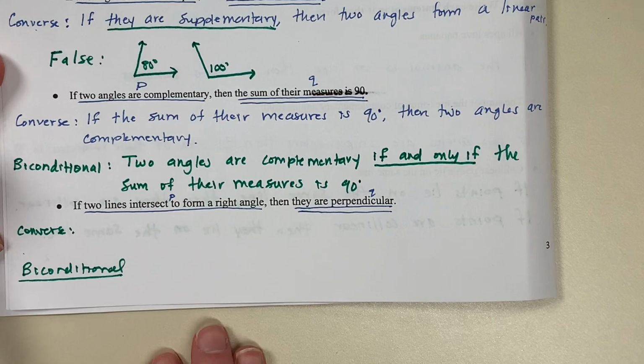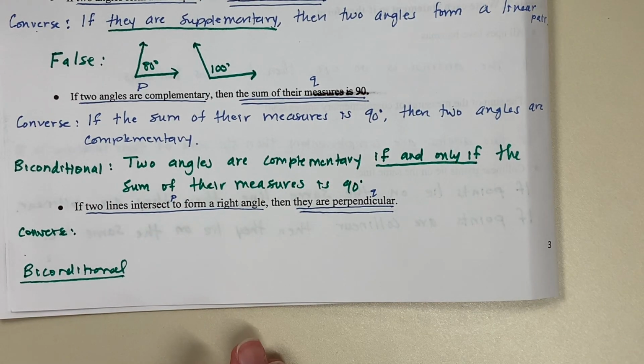Okay? To write the biconditional, you separate the hypothesis and the conclusion with the phrase if and only if. So my biconditional would be two lines intersect to form a right angle if and only if they are perpendicular. I will repeat that. We drop the words if and then. Two lines intersect to form a right angle if and only if they are perpendicular.